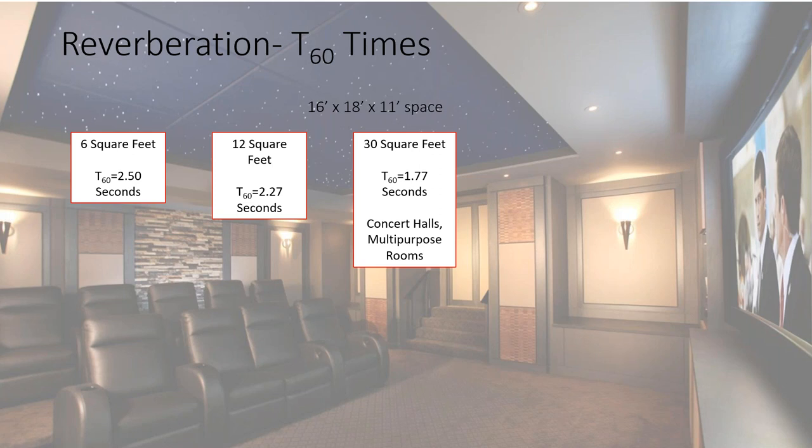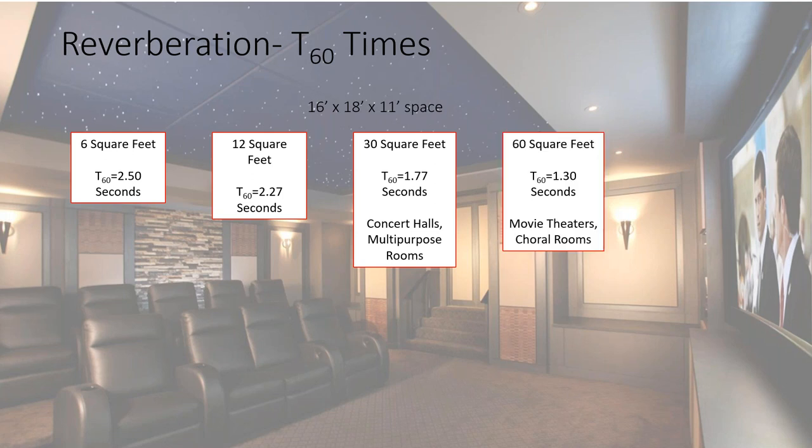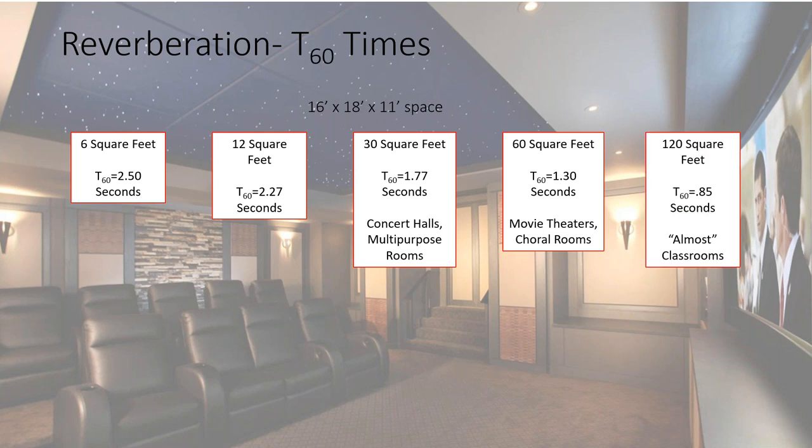Then going to 30 square feet, they did drop it down to 1.77 seconds, which is appropriate for things like a concert hall or a multi-purpose room. Doubling it again to 60, now down to 1.3 seconds, we see commercial movie theaters, choir rooms, things of that nature. And then finally at 120 square feet, we have a T60 time of 0.85, which is not quite what you'd want to see in a classroom. You'd want to drive that a little bit lower. But it's certainly respectable as far as being able to understand what people are saying versus that T60 time.